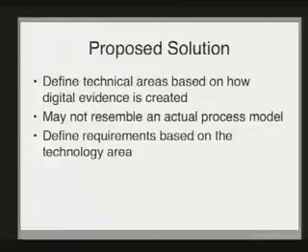So the proposed solution is basically to define technical areas that are involved in this process, based on how evidence is created. And the issue is this may not resemble an actual process model. This could just be general areas, but we can actually then map them into the actual process model. And then we want to define requirements based on each area, so we can actually start working on the guidelines.